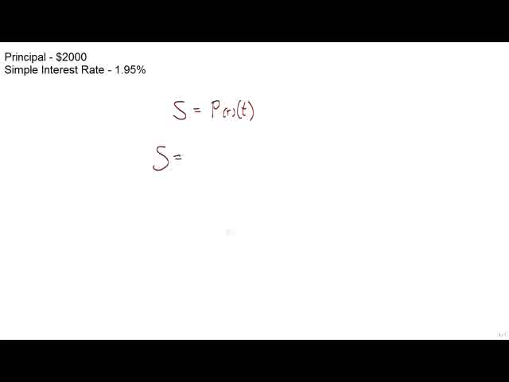Now it's just a matter of substituting some numbers into our formula. So we have our principal, which is $2,000, times the rate of 1.95%. Now we can't punch in 1.95 because that would be inaccurate. We have to change our percent into a decimal. So it's just a matter of dividing it by 100. We're going to get 0.0195. That is the number we substitute in here, and then we times it by our term, which is the amount of years, and that's just 1.